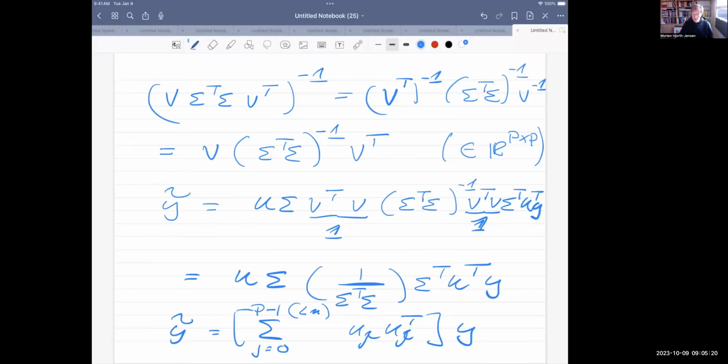Because we are going to use this in the analysis of the difference between ridge and lasso regression.